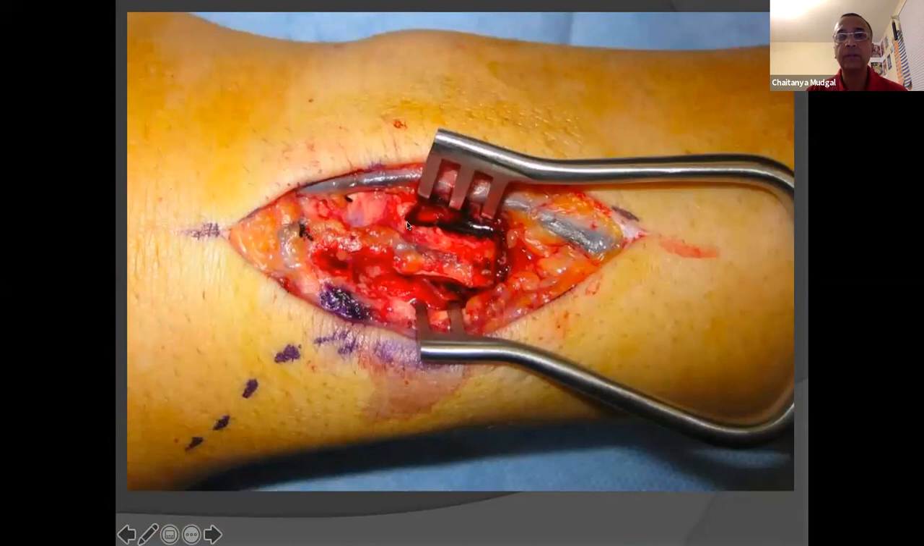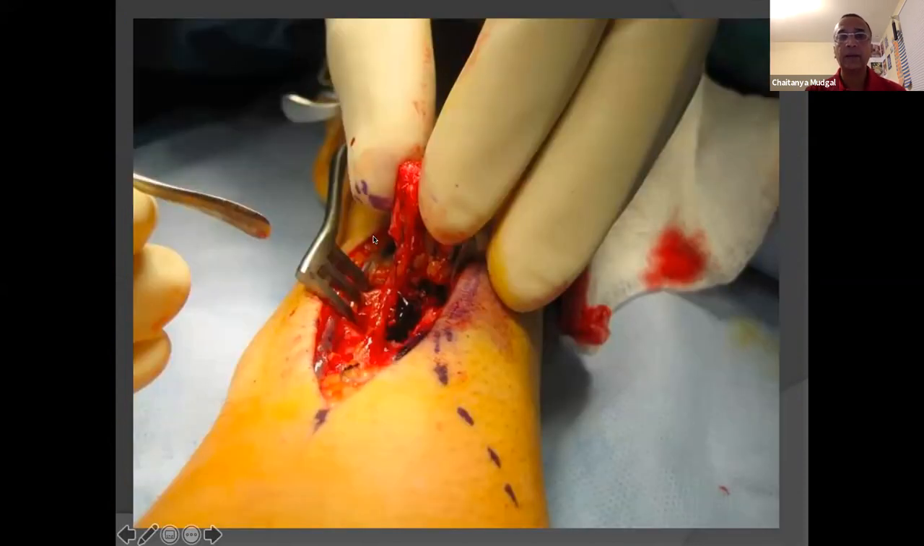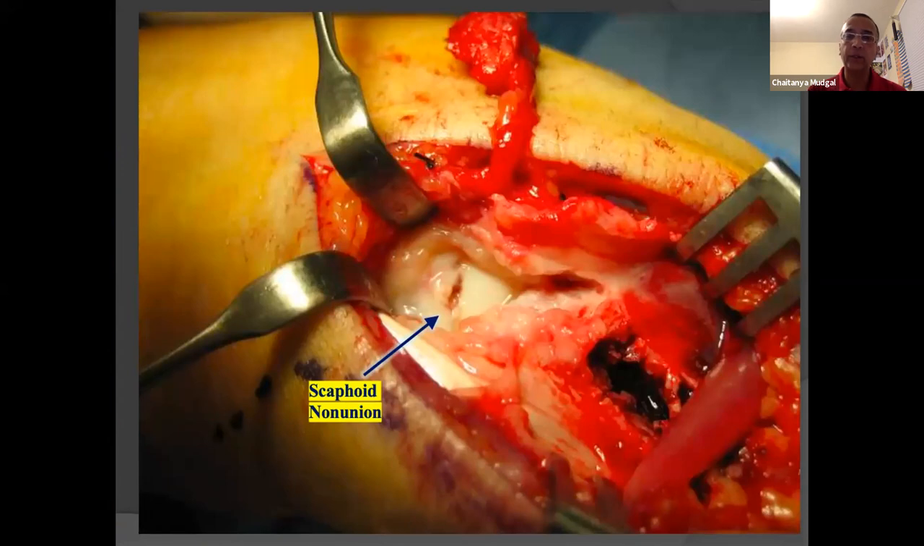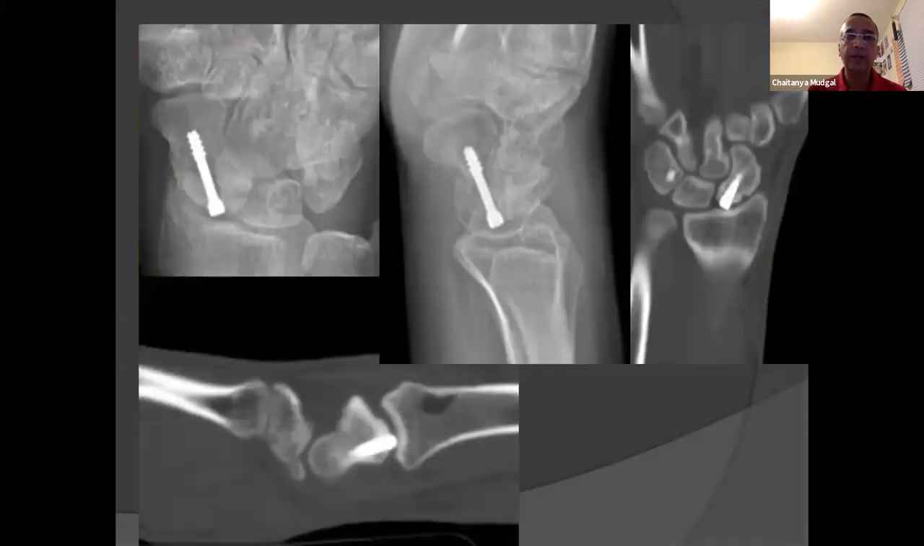You harvest it with a bone plug, which is around here, and this joins up with the branch of the posterior interosseous artery, and you have to cauterize that, and now you raise it based off the capsule, which is here. You have to be very careful that you do not twist this because you could easily kill the vessels. Expose your non-union, prepare the non-union, and you drop the graft in.